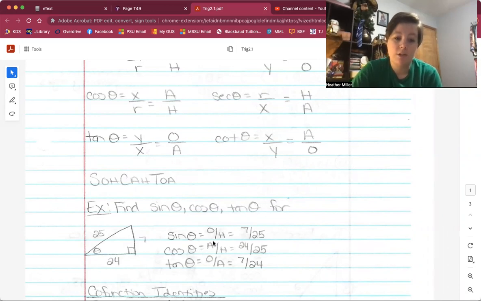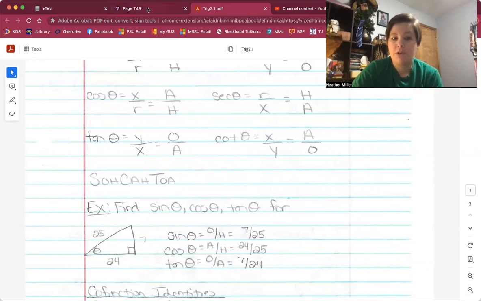Cosine theta is adjacent over hypotenuse. Adjacent is the one that's next to, but not the hypotenuse. So next to theta is 24 and the hypotenuse is 25. And then tangent theta is opposite over adjacent. So that will be opposite, which is 7, over the 24, which is adjacent. That's all you have to do for these problems. Don't make them difficult. Don't give decimals or anything like that.